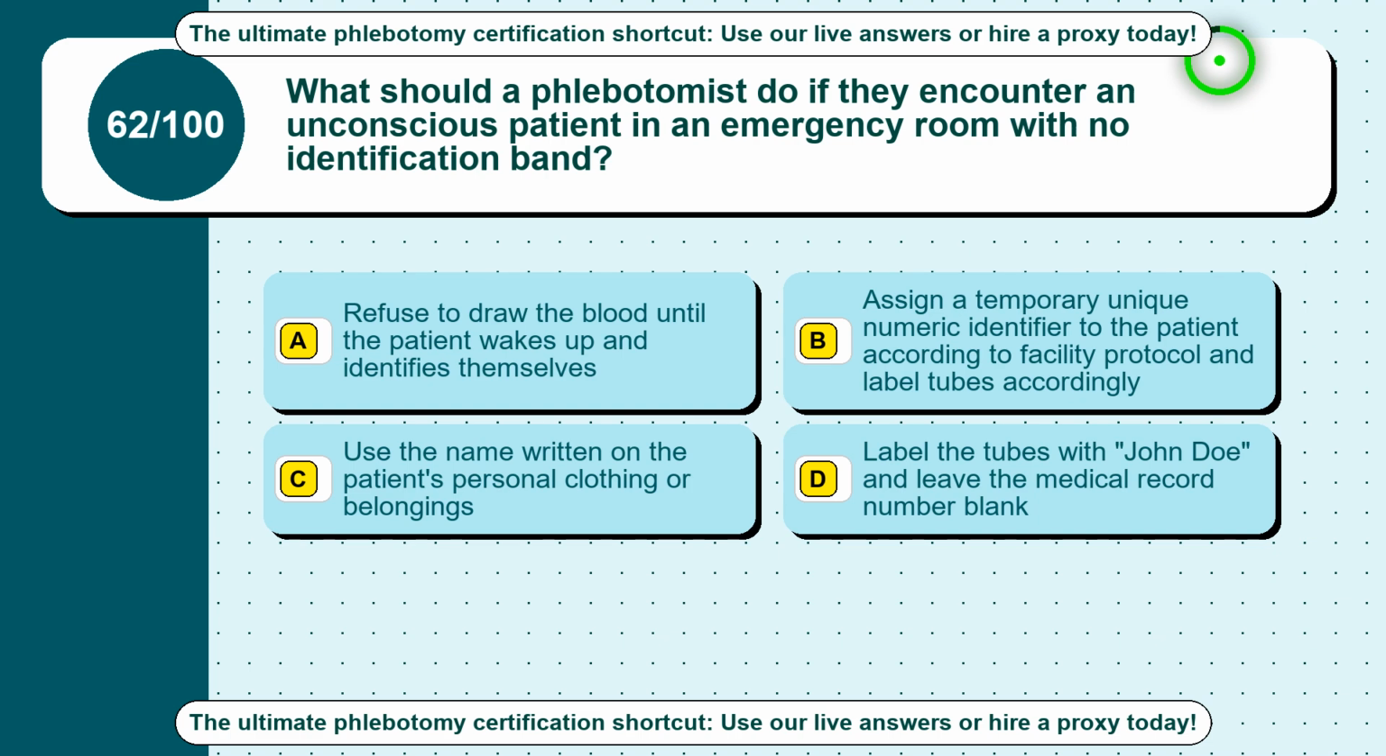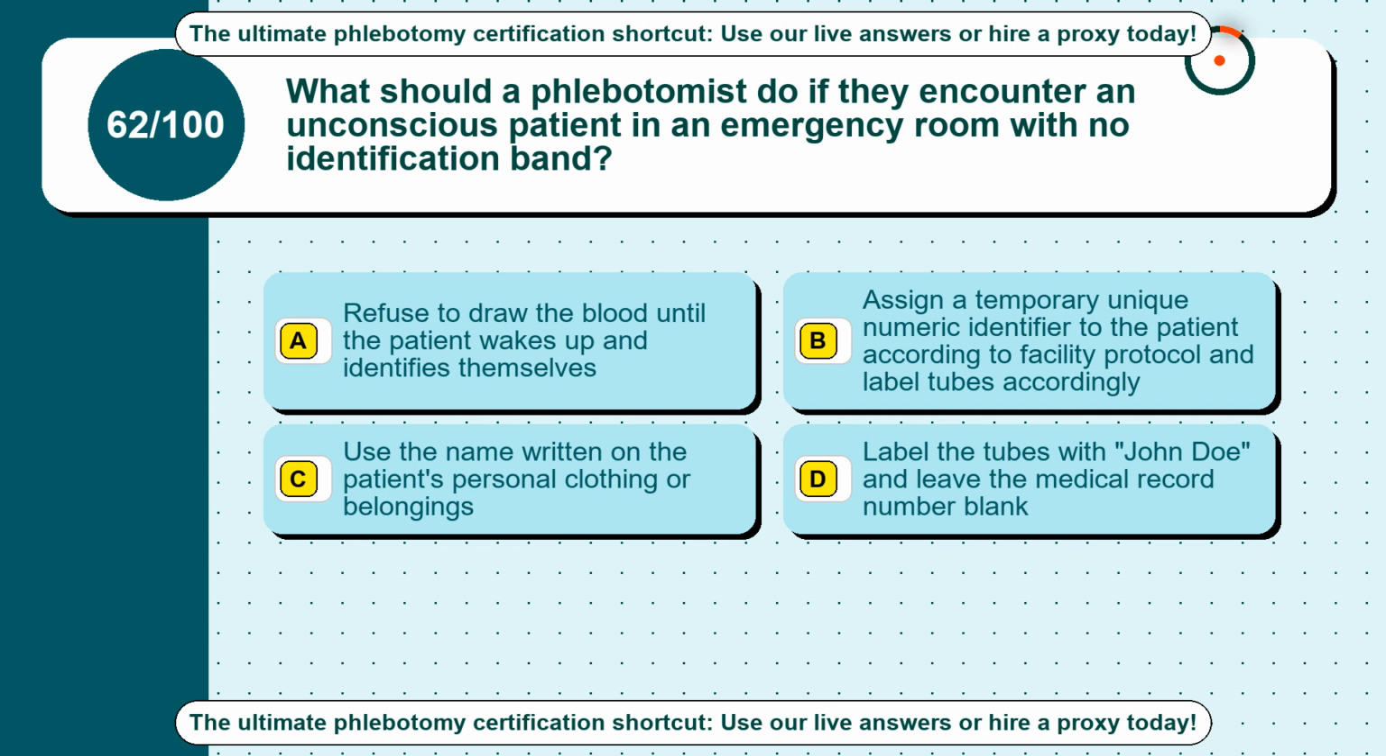Question 62. What should a phlebotomist do if they encounter an unconscious patient in an emergency room with no identification band? Option A. Refuse to draw the blood until the patient wakes up and identifies themselves. Option B. Assign a temporary unique numeric identifier to the patient according to facility protocol and label tubes accordingly. Option C. Use the name written on the patient's personal clothing or belongings. Option D.